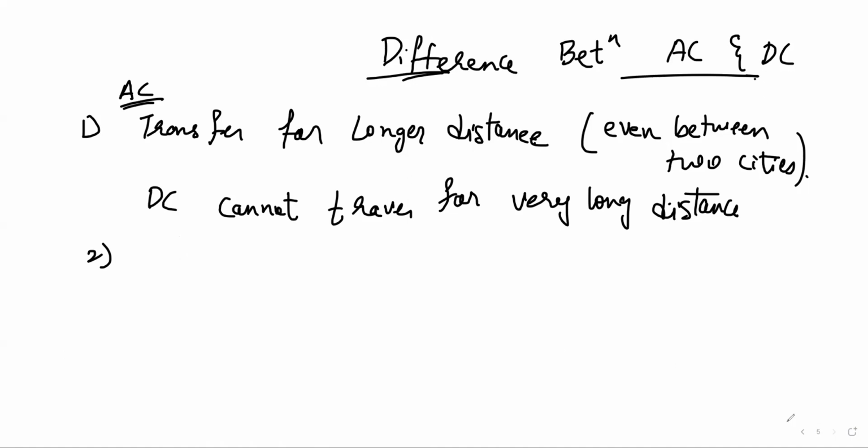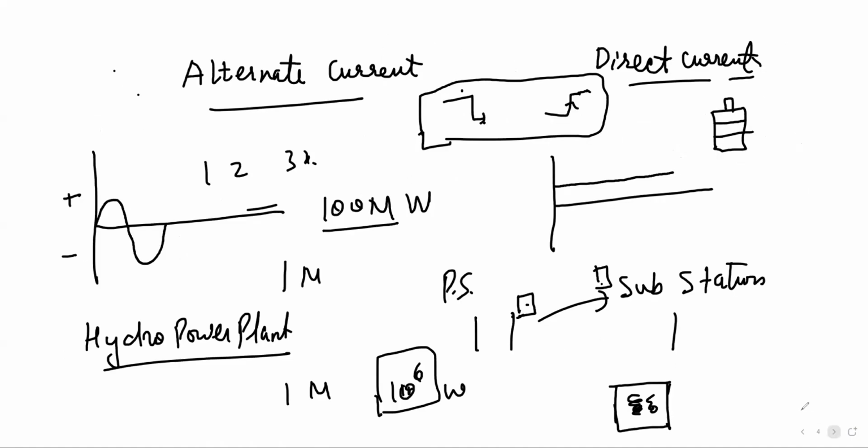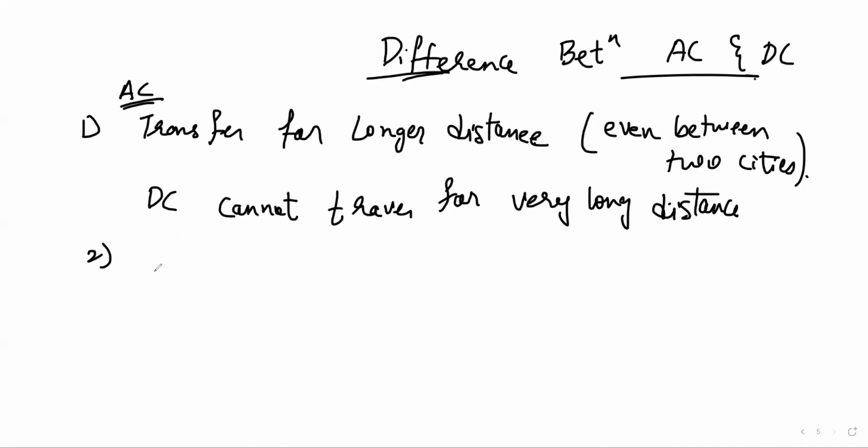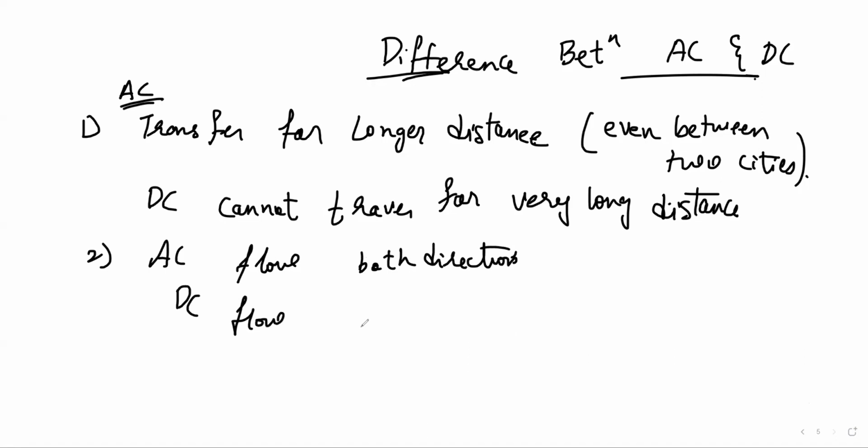As I showed you in one graph before, it goes up and down, right? So it is plus and minus. AC moves in both directions. AC means positive, negative. AC flows in both directions, but DC flows unidirectionally. Unidirection means a single direction.